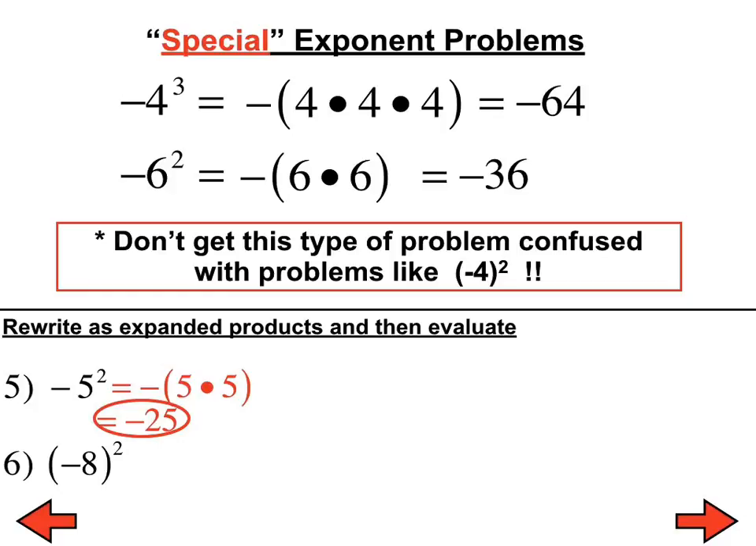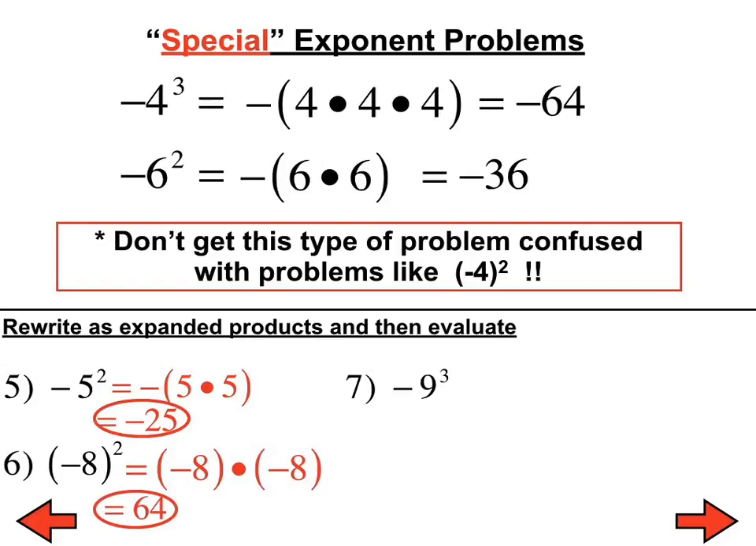Number 6 has it in parentheses. So as expanded product, is the negative being repeated? Yes. Yes, because it is in parentheses. So it's the whole thing. The negative 8 is being repeated. So this will be positive 64.